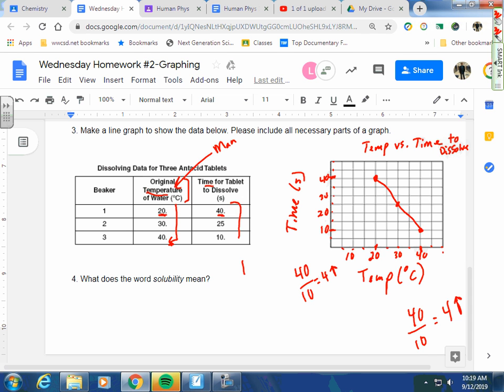Do I need to make a key in this case? Okay, I'm only plotting one thing. There's only one measurement that we're making here. I do not need more than one graph. I do not need a key. And so that's how we do our graphing.